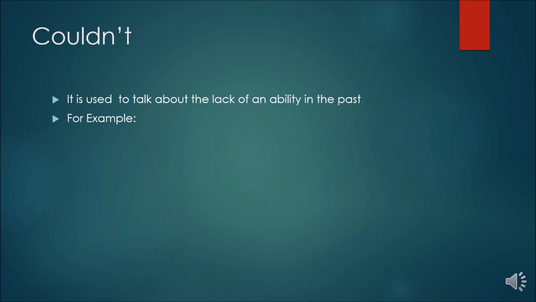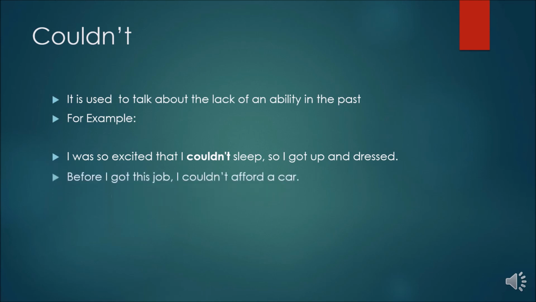So, the negative form of could is couldn't. So, you don't need any other auxiliary verb to make it negative. And it is used to talk about lack of an ability in the past. It can be a single activity or it can be a difficult action, no problem. Let's get these examples. I was so excited that I couldn't sleep, so I got up and dressed. Yesterday, I'm talking about yesterday, it's actually a single activity, but I use couldn't. Or this one. Before I got this job, I couldn't afford a car. This was my lack of ability in the past in general, but I just couldn't again.